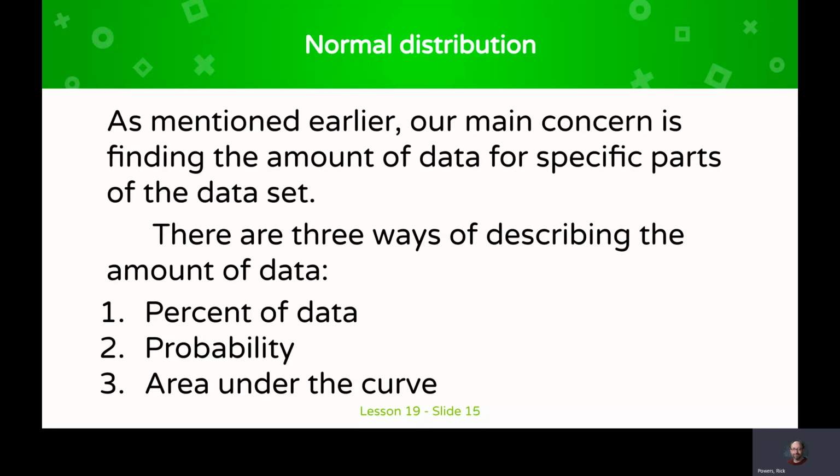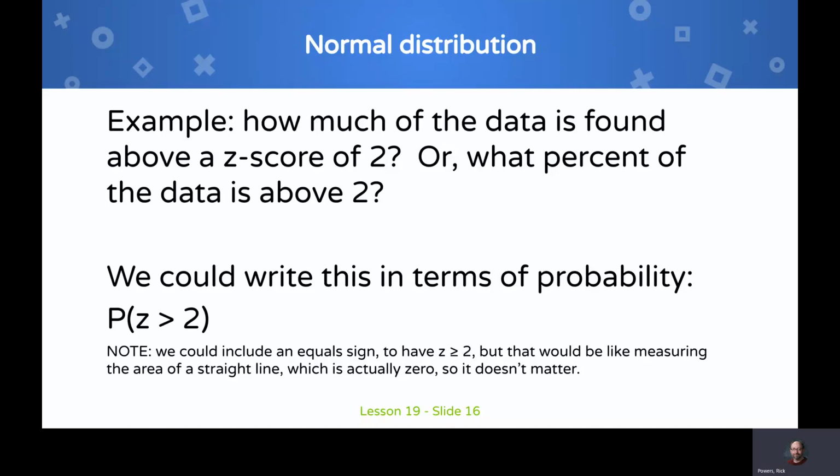As mentioned earlier, our main concern is finding the amount of data for specific parts of the data set. There are 3 ways of describing the amount of data: the percent of the data, the probability, and the area under the curve. Example, how much of the data is found above a z-score of 2? Or what percent of the data is above 2? We could write this in terms of probability. Probability that z is greater than 2.